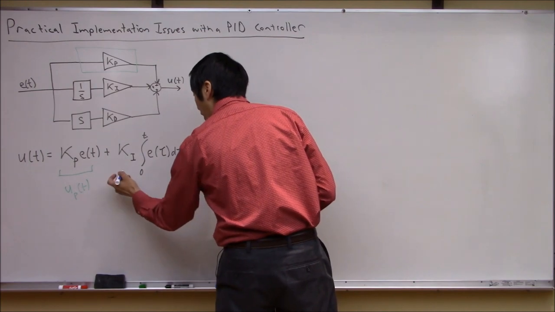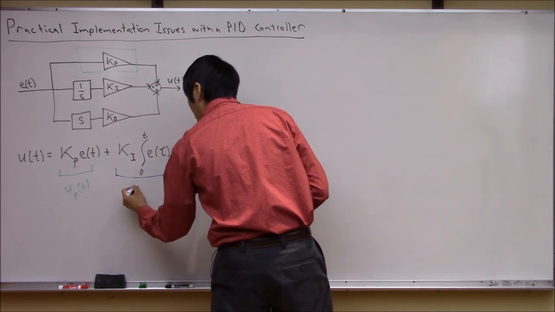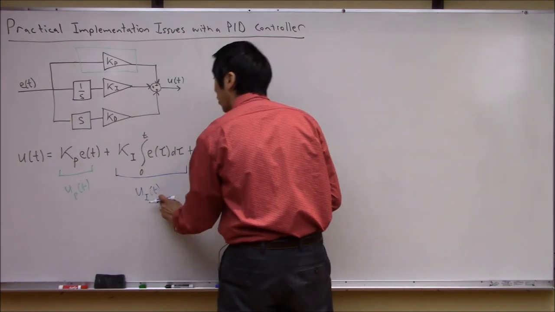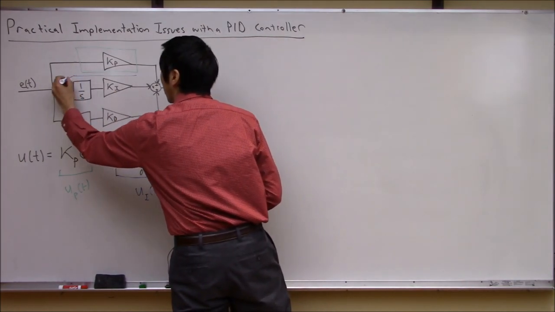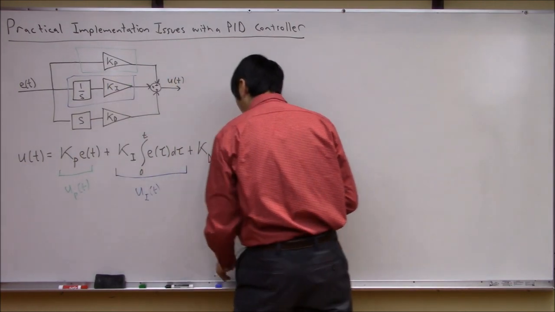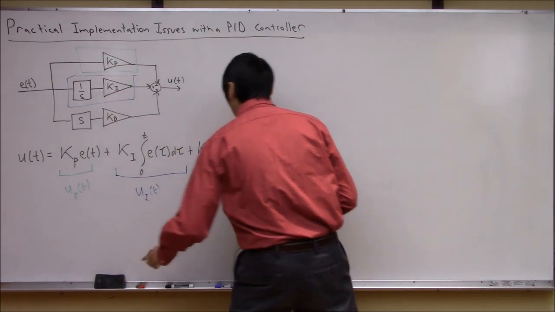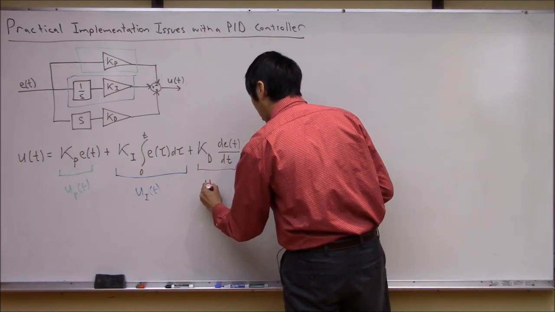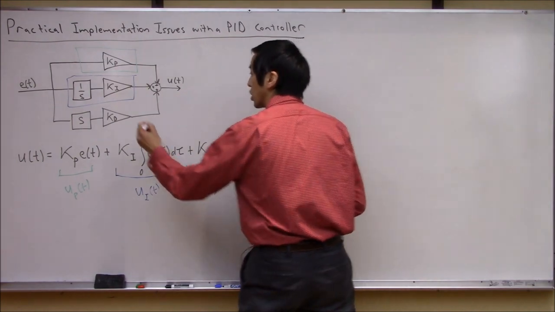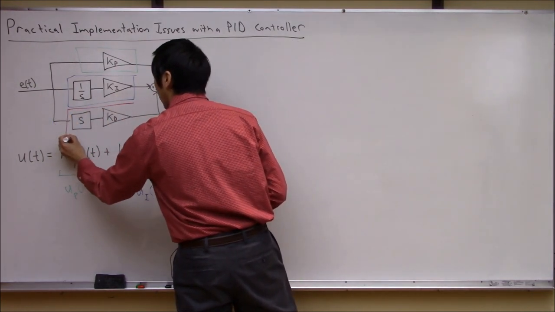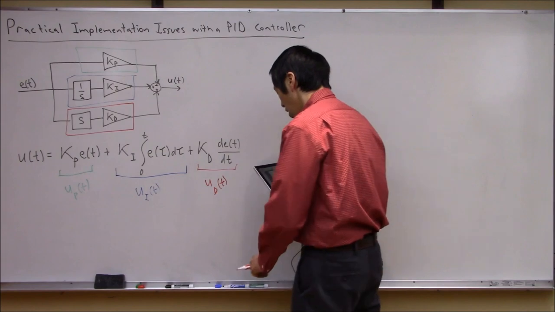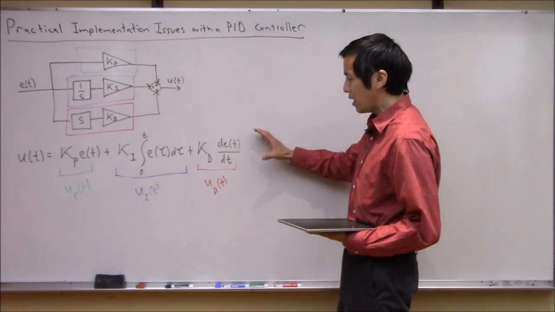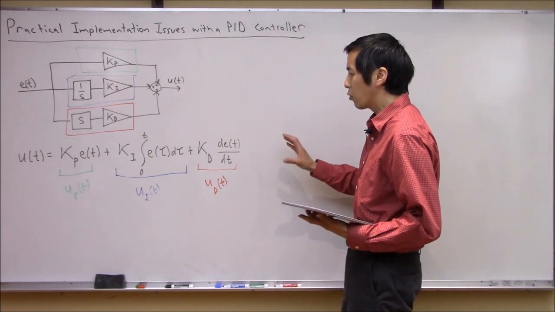So let's call this entire term here, the control u due to the integral, u_i of t. Again, this blue corresponded to this block down here. And then finally we had the derivative term of the control right here, so this is the control signal due to the derivative, which again corresponded to this smaller subsection in the PID controller.